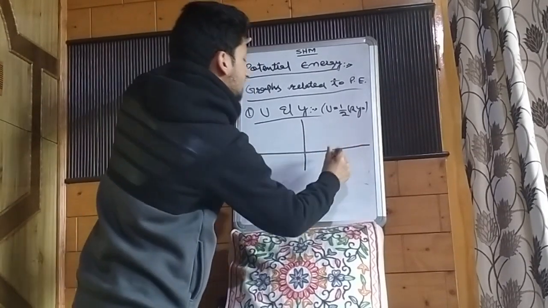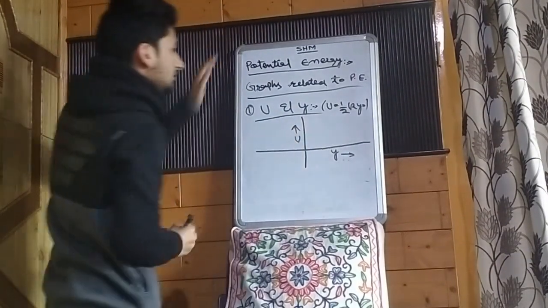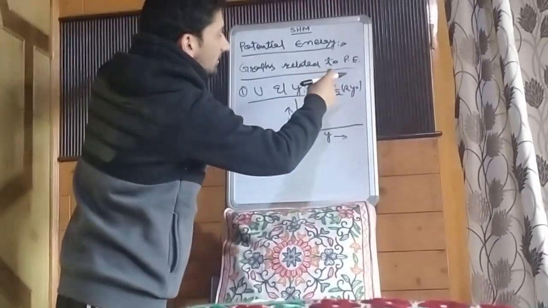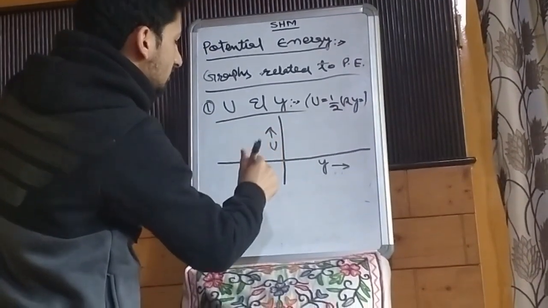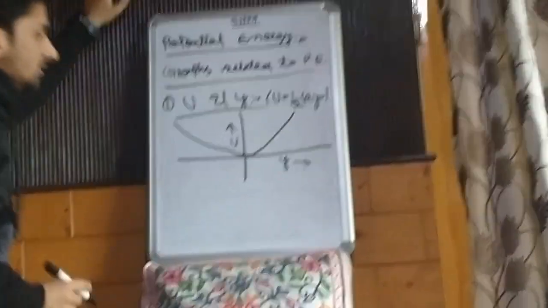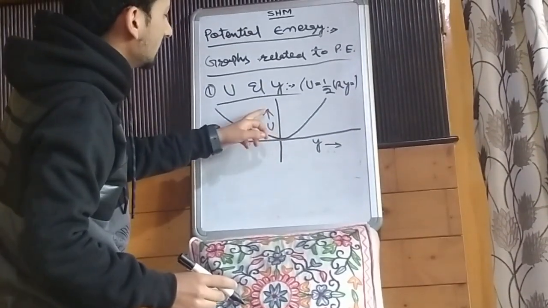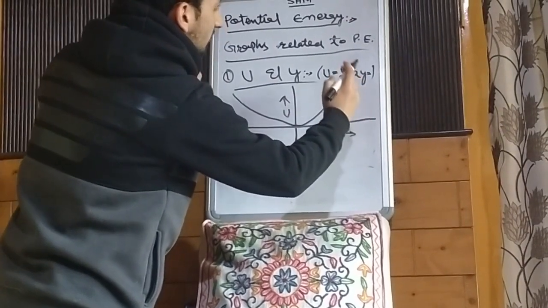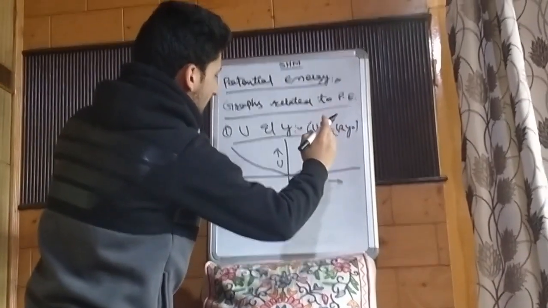Here the x-axis represents the displacement and the y-axis represents the potential energy. And we have already discussed that potential energy has the maximum value at extreme positions and the minimum value at the mean position. So the graph will be like this. As you can clearly see, at the mean position the value of potential energy is equal to 0, and at extreme positions the value of potential energy is maximum, and that's equal to 1/2 of k a square.